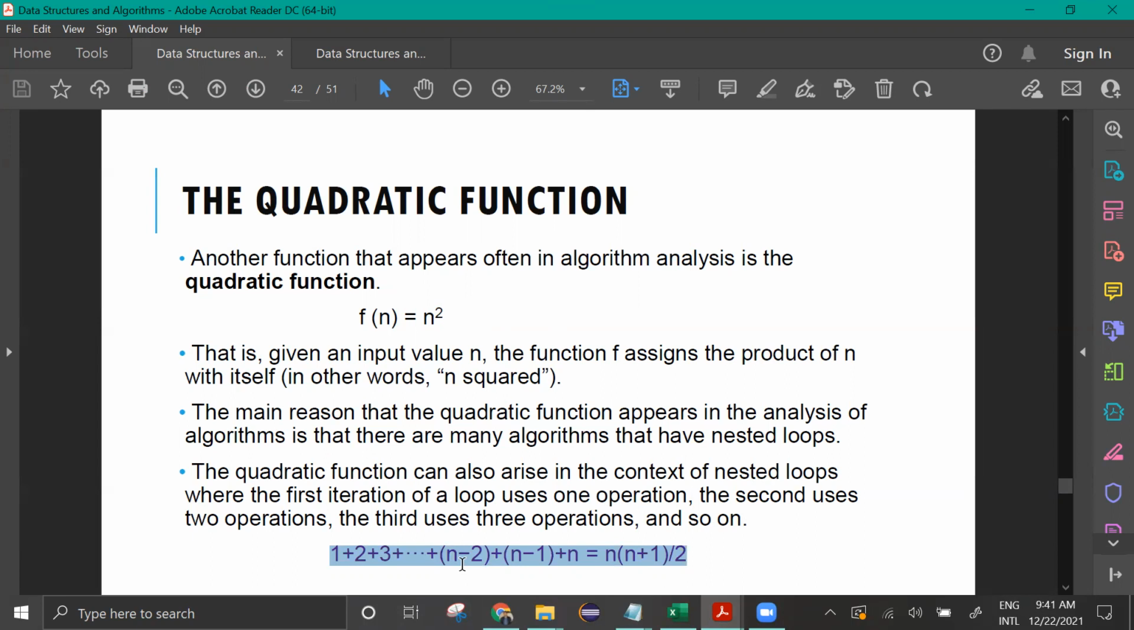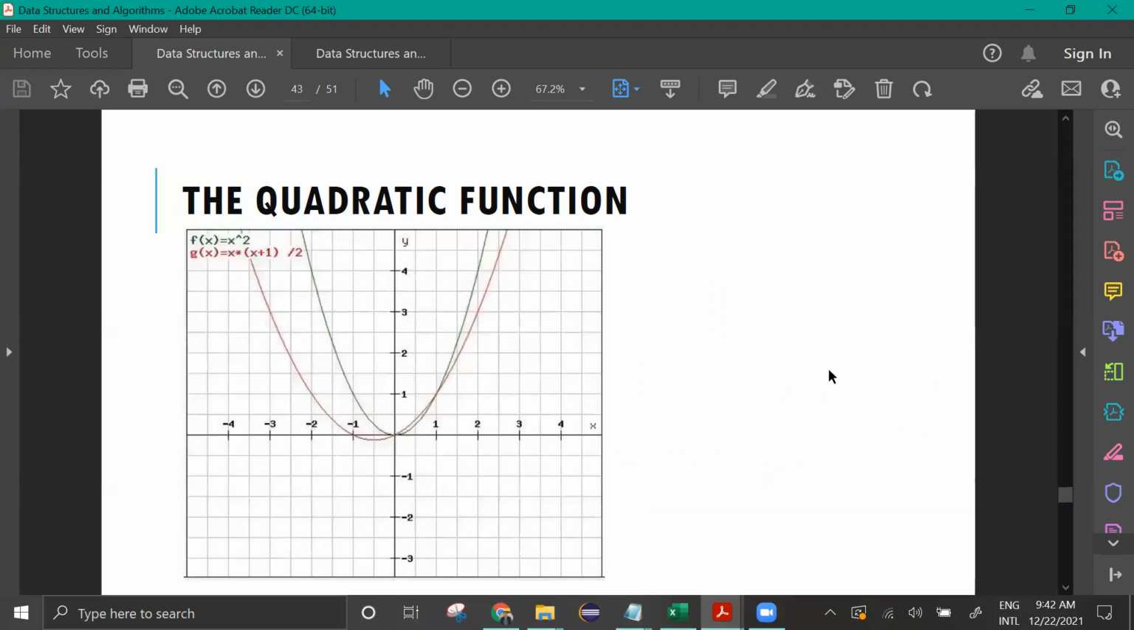So if we can find nested loops, yeah, we can consider it. If you go back to bubble sort, the sorting algorithm that we discussed, you will find a similar pattern. We'll discuss it later. So I'm going to give some examples.